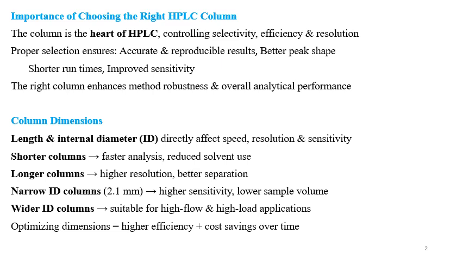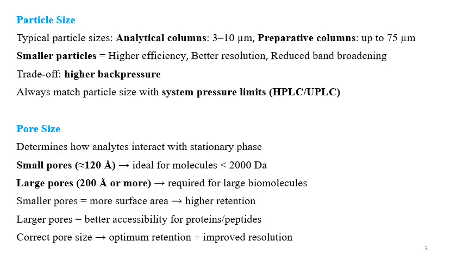Narrow ID columns will give you higher sensitivity and will require lower sample volume because they are narrow. Wider ID columns are suitable for high flow and high load applications. So optimizing the dimensions means you are optimizing the efficiency and you are saving your time and cost. Optimizing dimensions means higher efficiency plus cost saving over time.